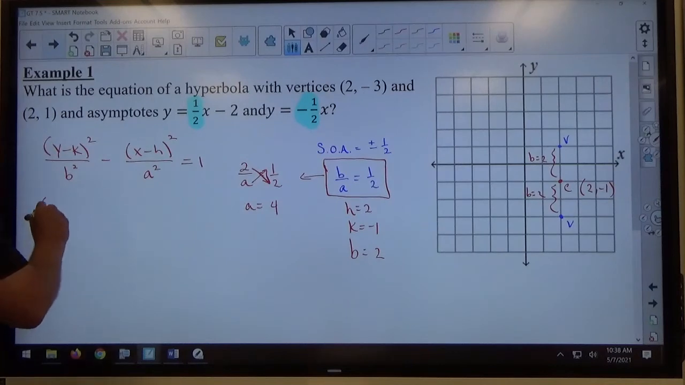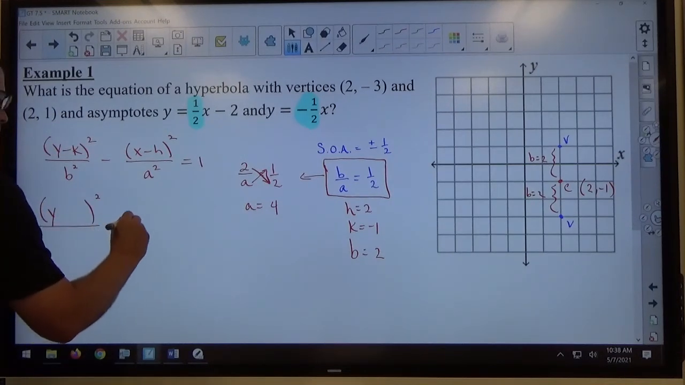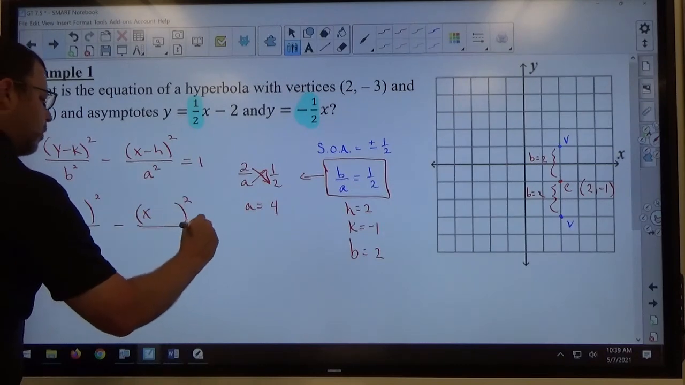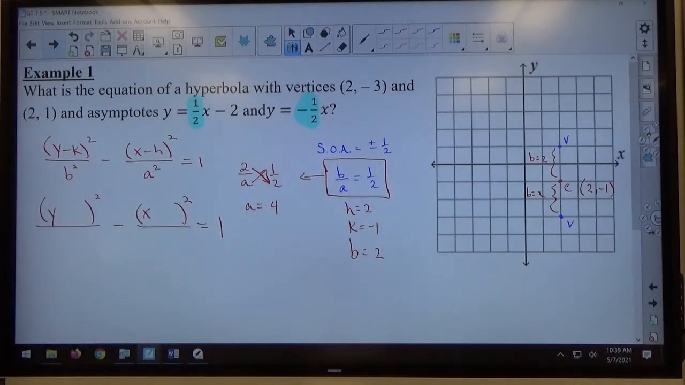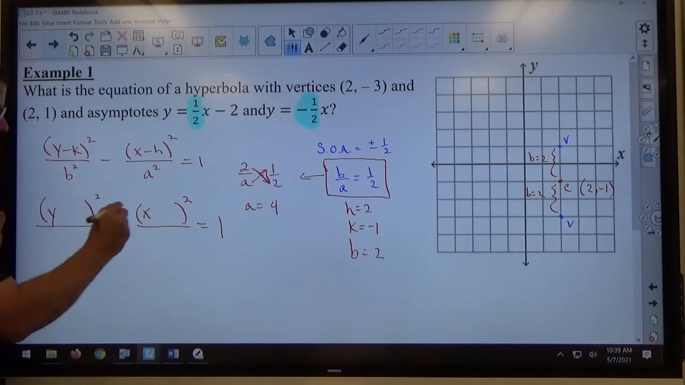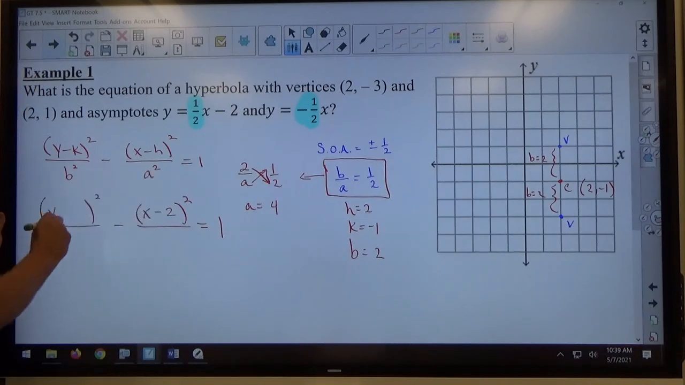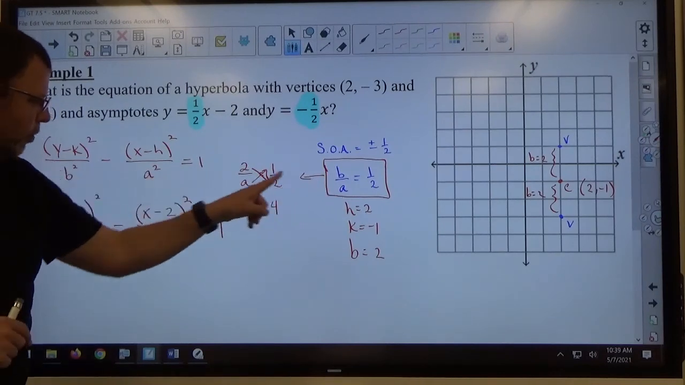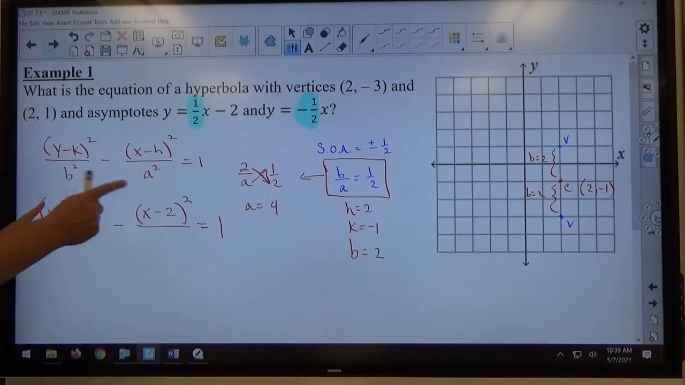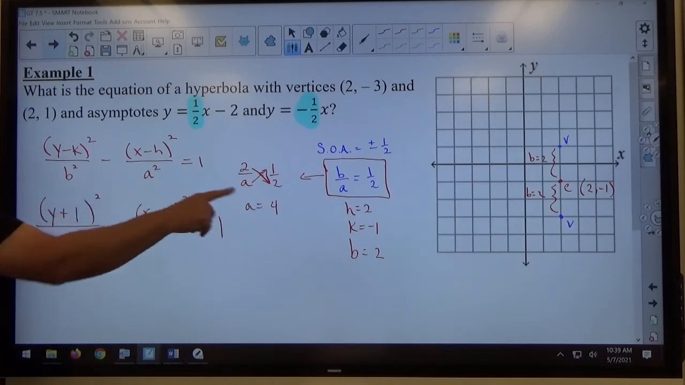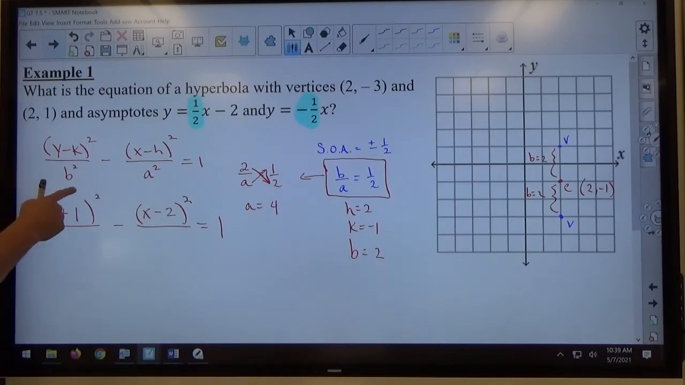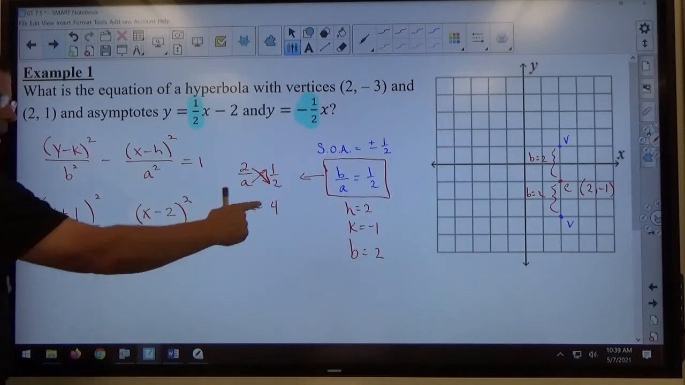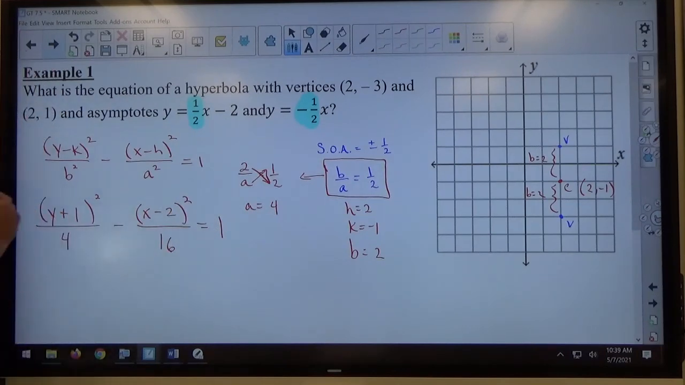So parentheses y parentheses squared over something minus parentheses x parentheses squared over something equals 1. Every answer is going to look like that to start off with before you substitute stuff in. h goes with x, change the sign. k goes with y, change the sign. Be careful, the order is not always x first, y second. So h goes with x, k goes with y. Both signs become opposite: positive 2 becomes minus 2, -1 becomes plus 1. b goes under y, b is 2, b squared goes under, so 4. a squared's under x, a is 4, a squared is 16. And there's my equation.